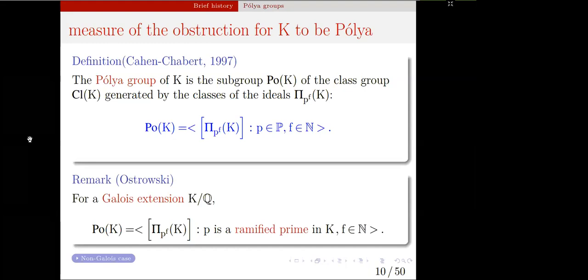And this is important because this makes investigating Pólya fields and the Pólya group easier in the Galois extension than in the non-Galois one. Because as you know, whenever K over Q is Galois, all the prime ideals of K above a prime p have the same residue degrees, and this implies that for a non-ramified prime p in K, the corresponding Ostrowski ideals of p are automatically principal. We will come back to this slide in section 4 for talking about non-Galois extensions.